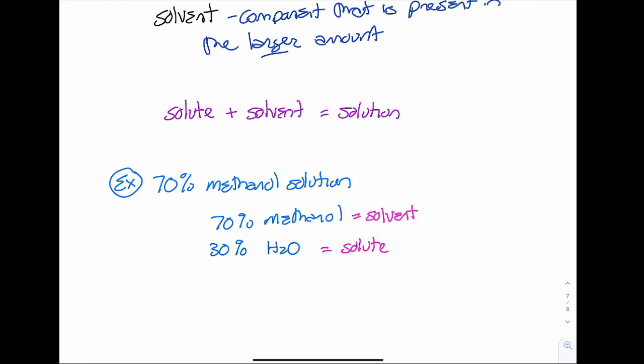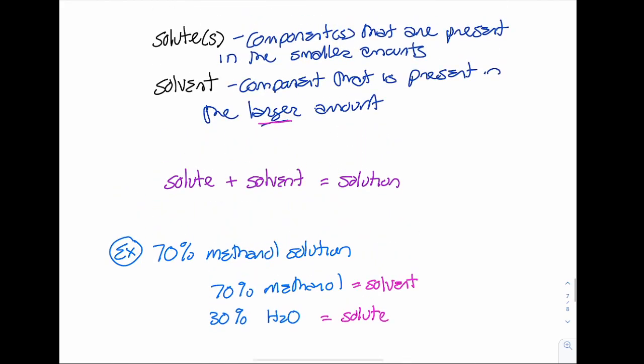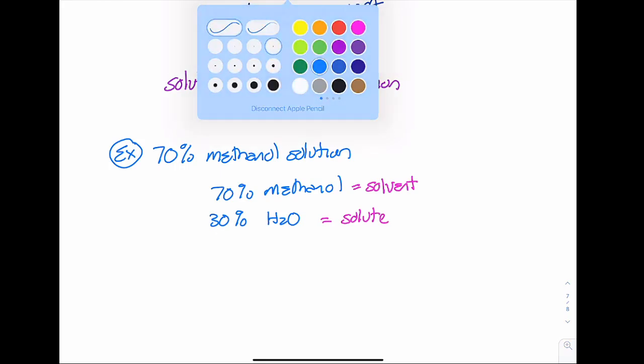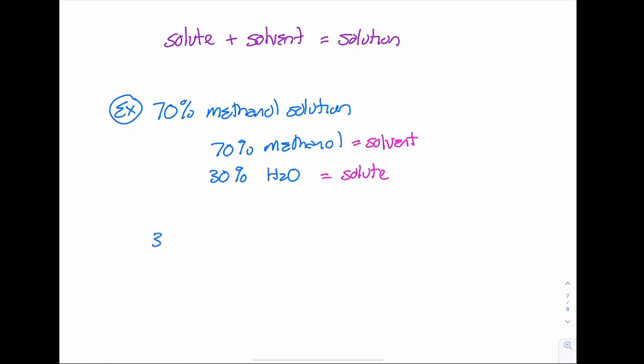because I have more of it, right? The solvent is the one that's present in the larger amount. The solute is the one that's present in the smaller amount. So in this case, water is actually my solute, methanol is actually my solvent. If I was to have a 30% methanol solution, then those two things are going to be reversed, right? Again, it's in water, and I would have to tell you that.